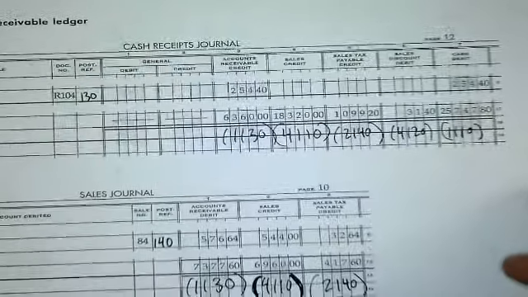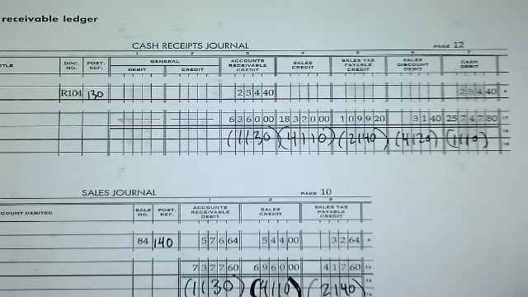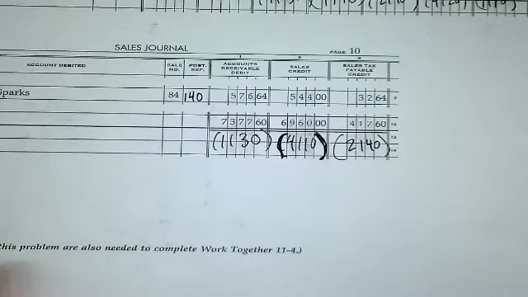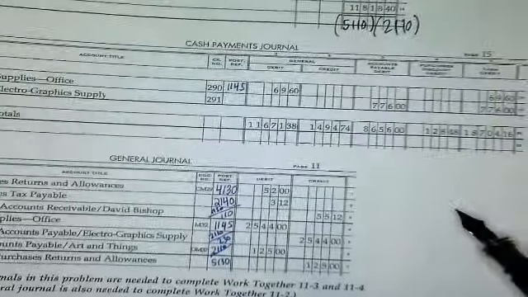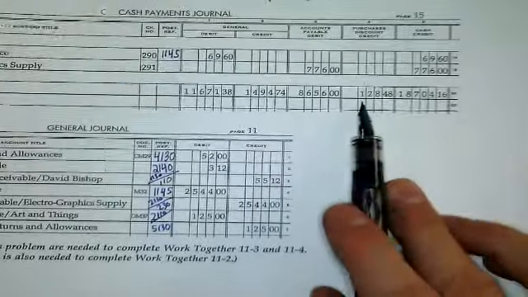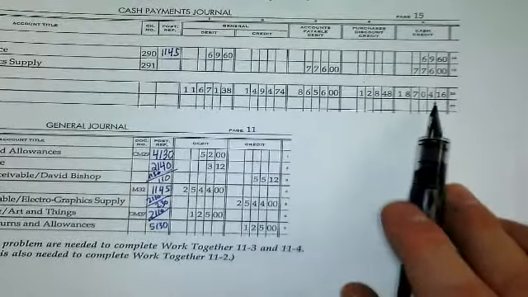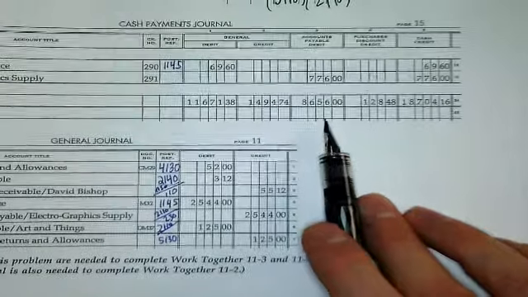And now you have finished your cash receipt journal and your sales journal. One left to do. It's your cash payment journal. Let's take a look at it. We have ActPay debit, purchases discount credit, and cash credit. So we only have 3 to do. Let's do the ActPay debit first.